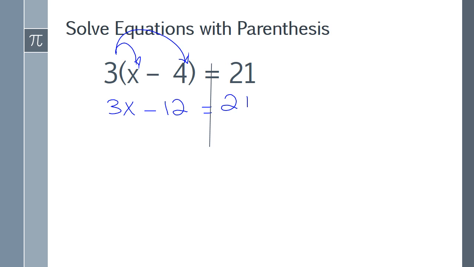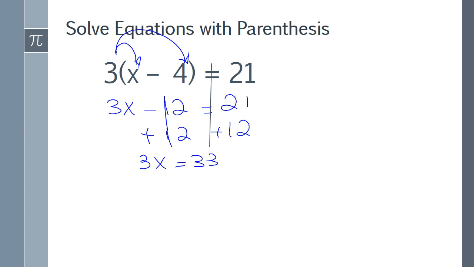So after getting rid of the parentheses, I end up with a two-step equation like the previous example. Now all I need to do is get rid of negative 12 by adding 12 to both sides. When I add 12 to both sides, I'm going to end up with 3x on one side and 33 on the other.